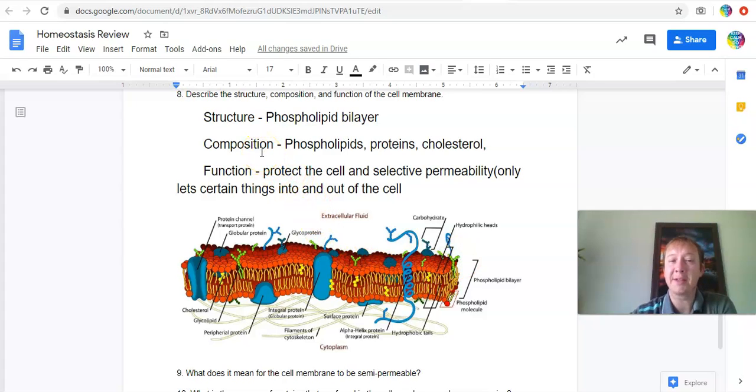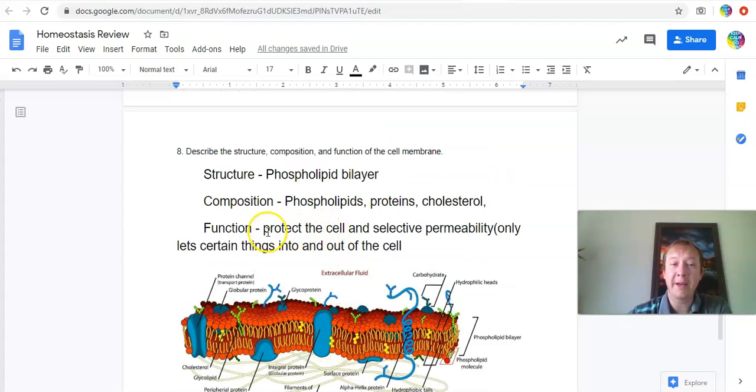Remember, the composition is what it's made of. It's primarily made of those phospholipids, which are those individual pieces. There's a big variety of proteins. The glycoproteins help the structure. Again, proteins help hold things together. We have our protein channels to let things in and out. Individual proteins again help hold things together. Remember we also have cholesterol, which is on the inside of the cell membrane and helps stabilize the structure and hold everything together.